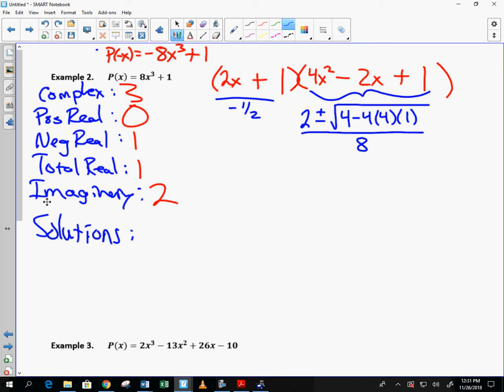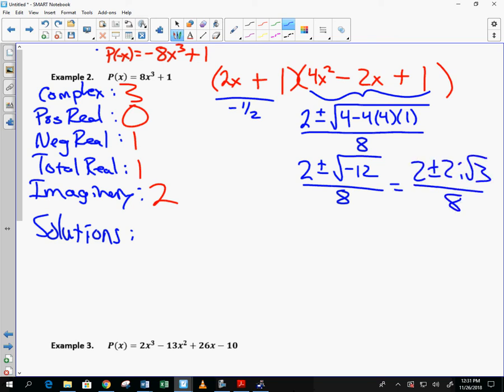So I got 4 minus 16, which is negative 12. How do I simplify the square root of negative 12? I take out the perfect square, the square root of negative 4. What's the square root of negative 4? 2i. So I've got 2 plus or minus 2i roots of 3 over 8. Can I simplify that? Yeah, I get 1 plus or minus i roots of 3 over 4. So we have our solutions. We have negative 1/2, and then we have 1 plus or minus i roots of 3 over 4.